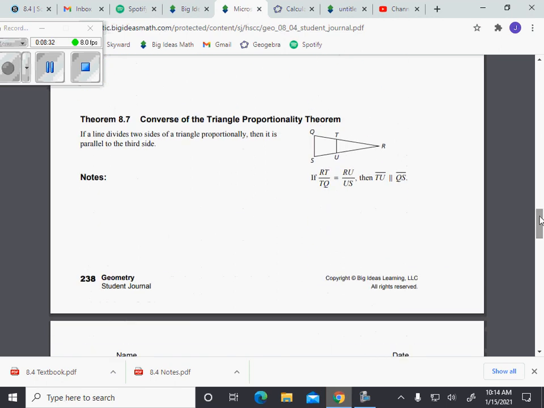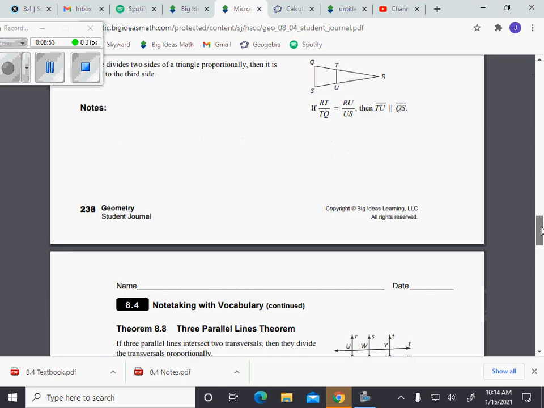Here we have the converse. So if we have proportional sides, so if RT over TQ is equal to RU over US, then we have parallel sides. Okay, so if they give us those proportions, and they're equal, then we have parallel sides.